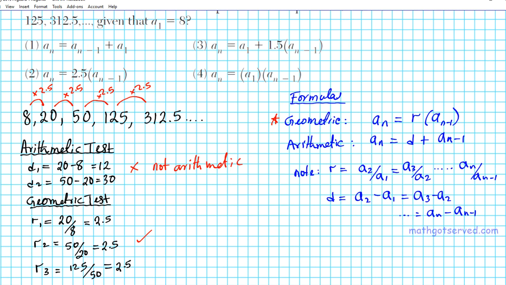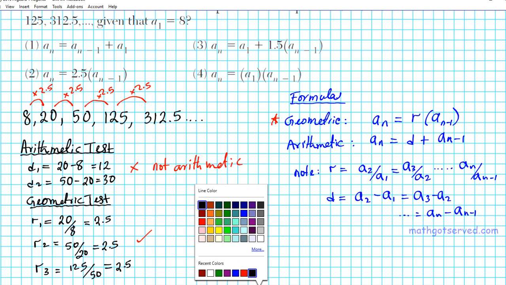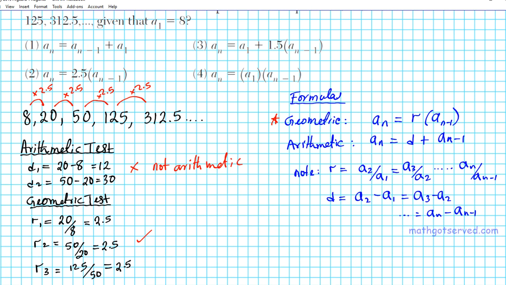All we need is the common ratio. An and a sub n minus 1 are variables, so we'll leave those alone. Oh, wait a minute, we know what a1 is, right? Let's see, we're going to be using it here. No, we don't need a1.